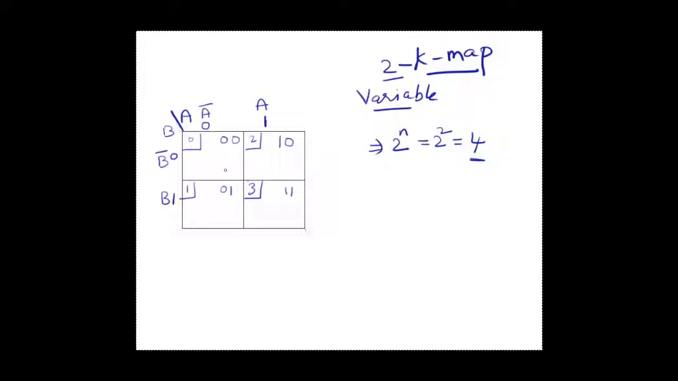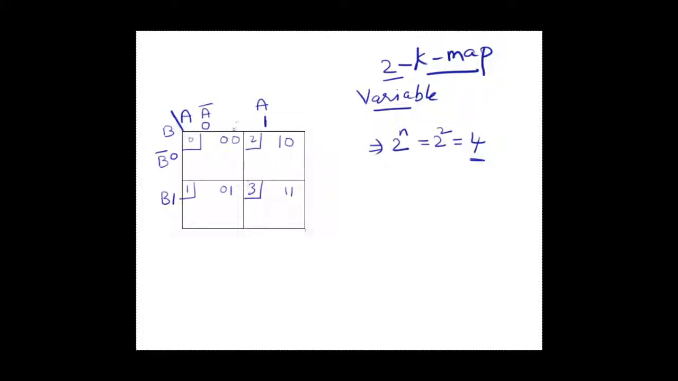Now in this, instead of writing 0, 0, you can also write A bar, B bar. Here you can also write it as A, B bar. Here A bar, B. And here this is A and this is B in this format. So in this way you can write a 2 variable K-map.